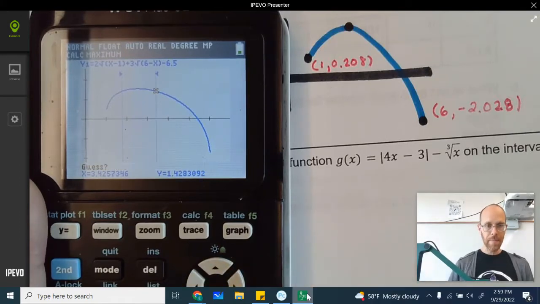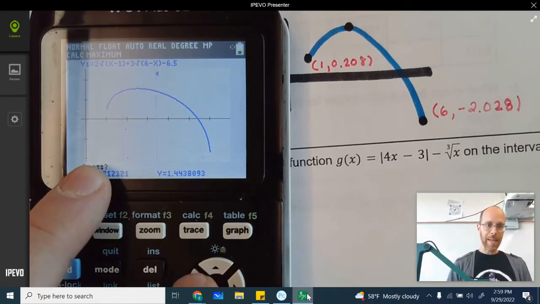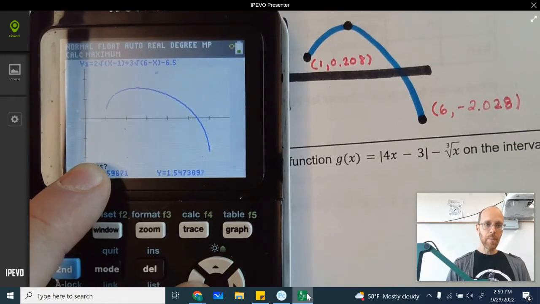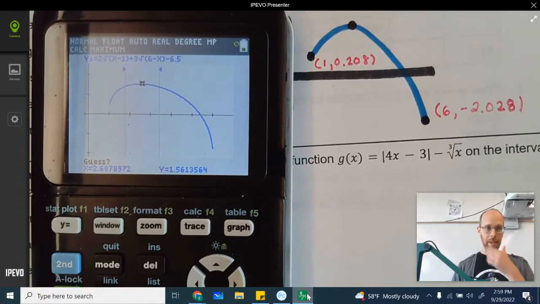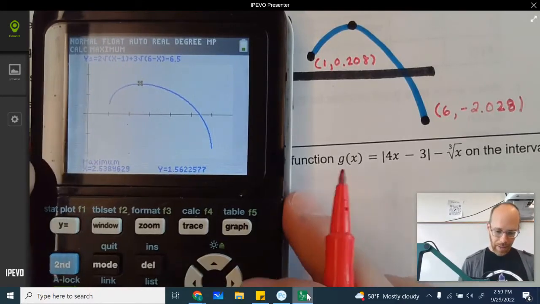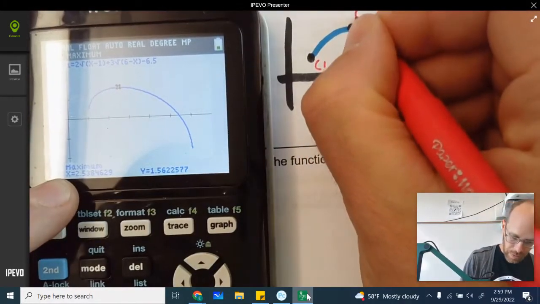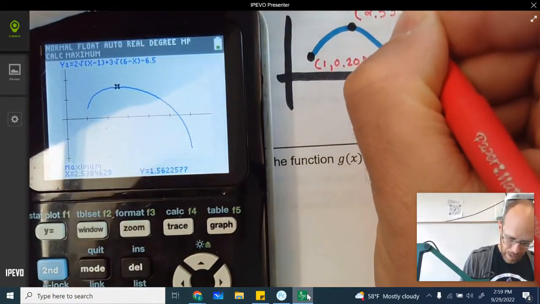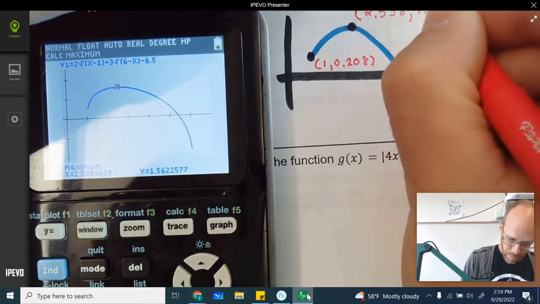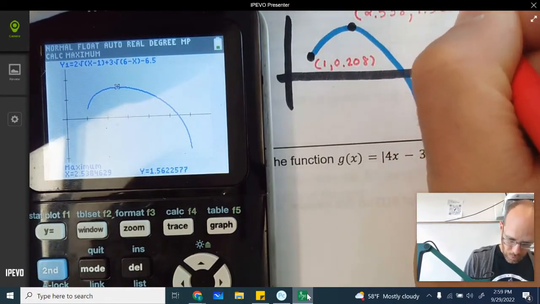Hit enter again. And then it's going to ask you for a guess, and you're going to move your cursor as close as you can to where you think the maximum is, and you're going to hit enter, and then the calculator is going to determine it for you. So this is the point 2.538, comma 1.562.